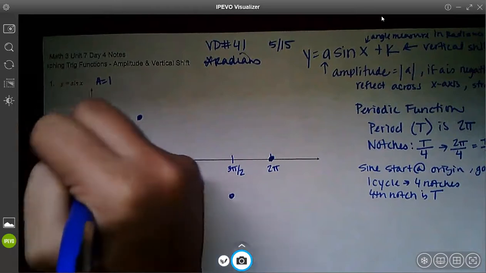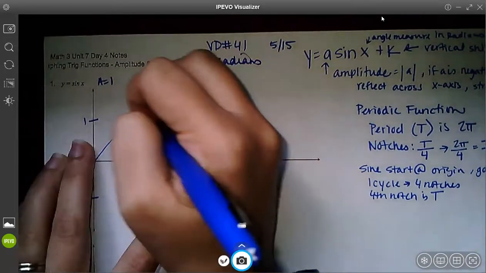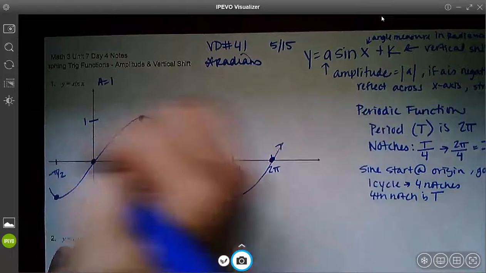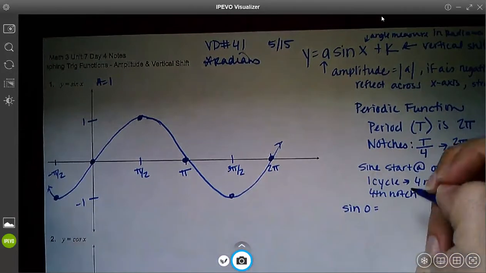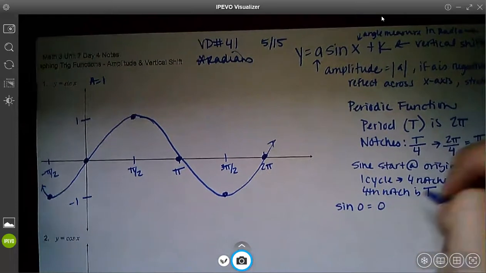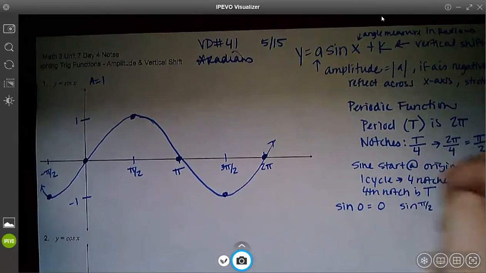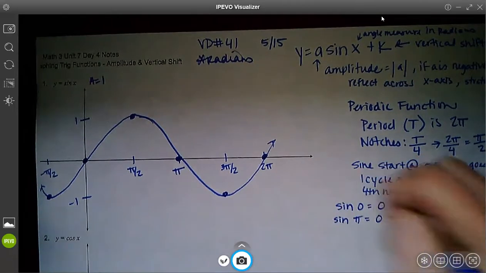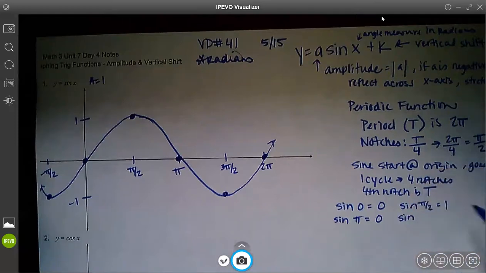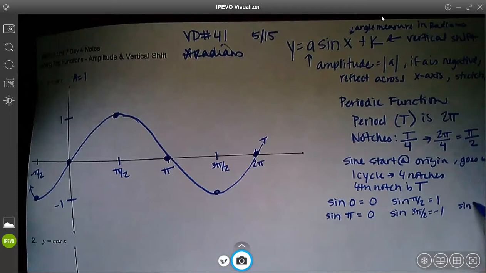You can also find these values on your unit circle. If you look at your unit circle, the sine of 0 degrees is going to be 0. The sine of pi over 2 is going to be 1. The sine of pi is going to be 0. Remember, sine is your y value. Sine of 3 pi over 2 is going to be -1. And then the sine of 2 pi is equivalent to the sine of 0, which is 0.